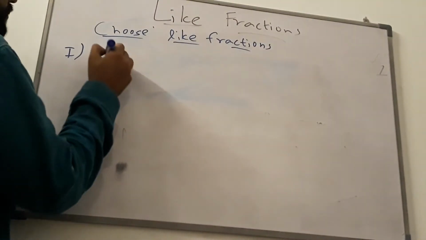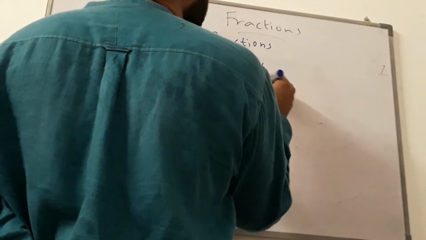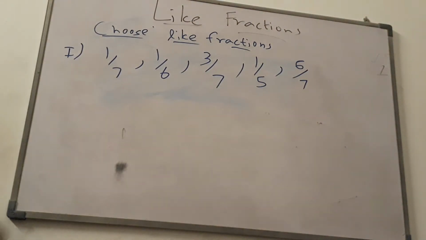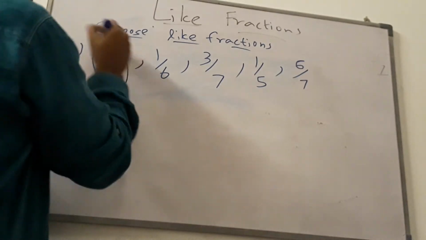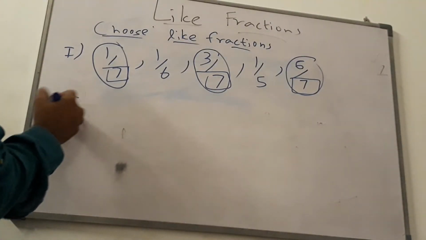First question: 1/7, 1/6, 3/7, 1/5, 6/7. So the like fractions means the fractions with the same denominator. So this is 1, this is 2, this is 3. Here this is 1/7, this is 3/7, this is 6/7 with the same denominator. So these three are like fractions.